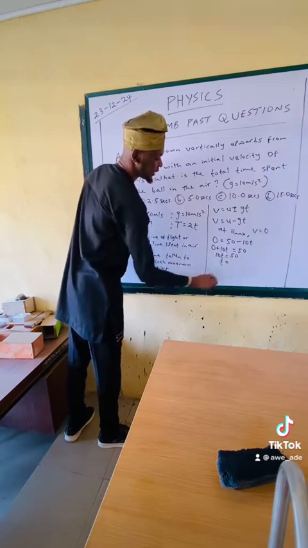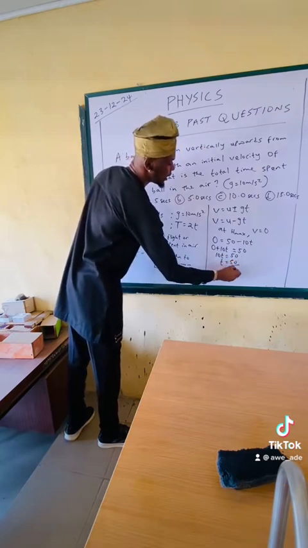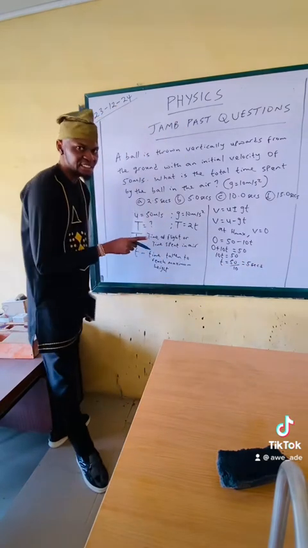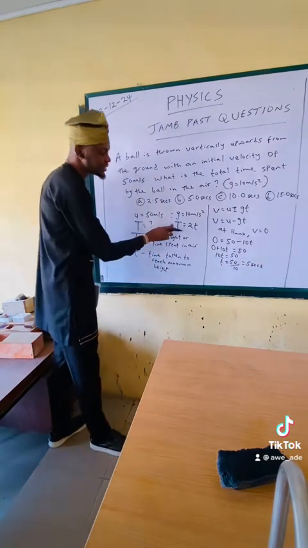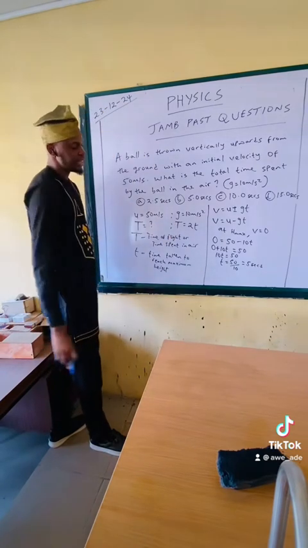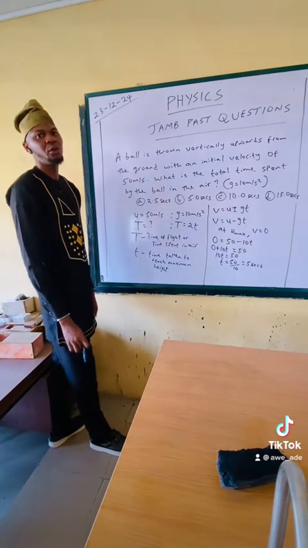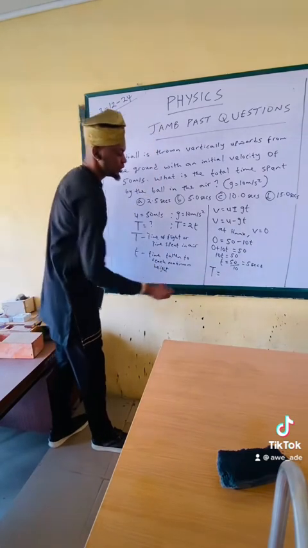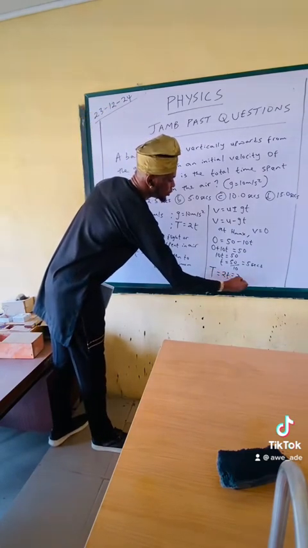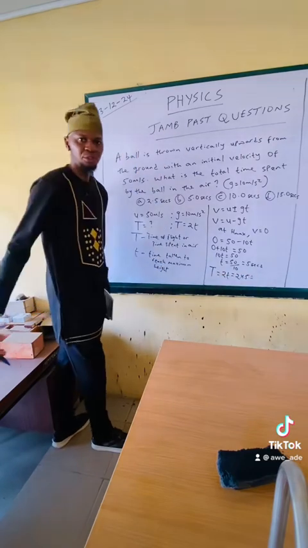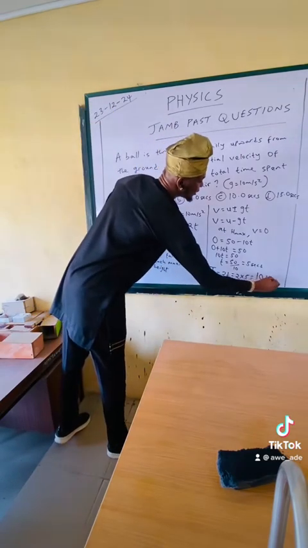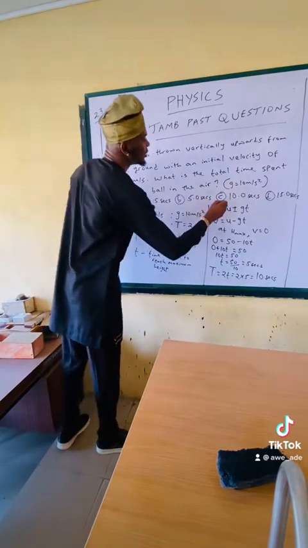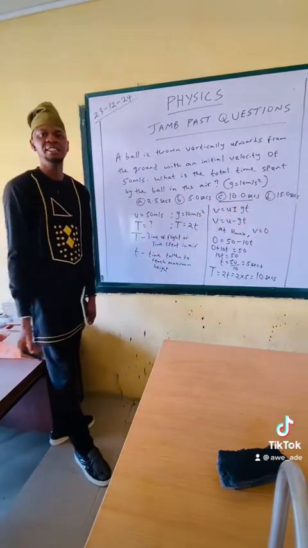Divide both sides by 10, then t will be 50 over 10. That's 5 seconds. Don't forget, that's not our answer yet, because we are finding time spent in air, not time taken to reach maximum height. If we now want to get the time spent in air, which is 2t, that will be 2 times 5, which gives us 10 seconds. So the answer for that question is C, which is 10 seconds.